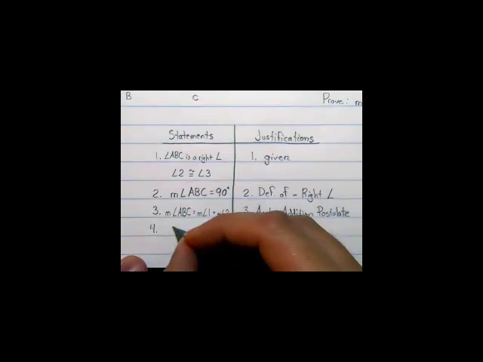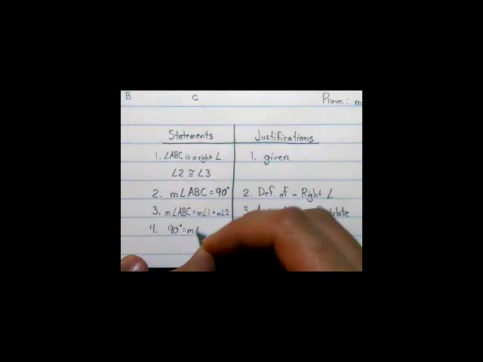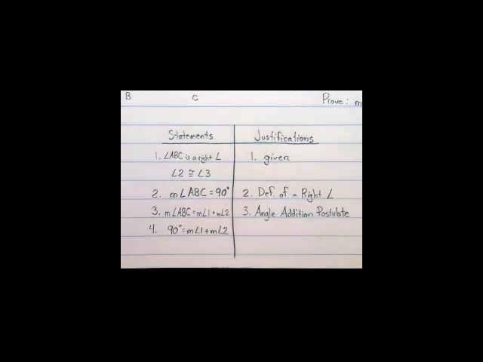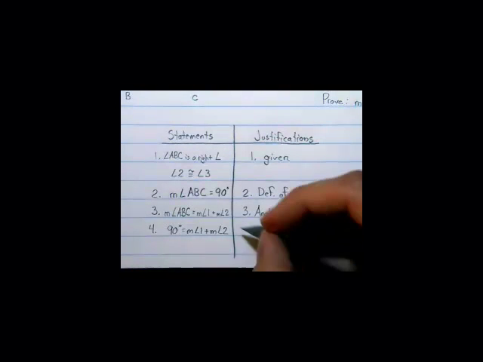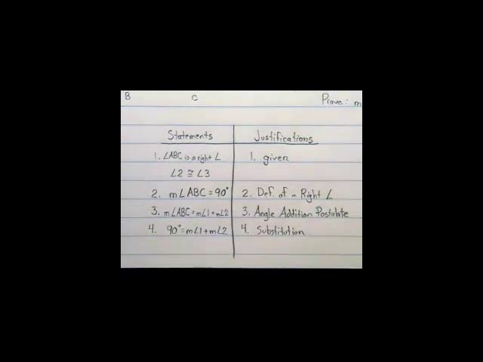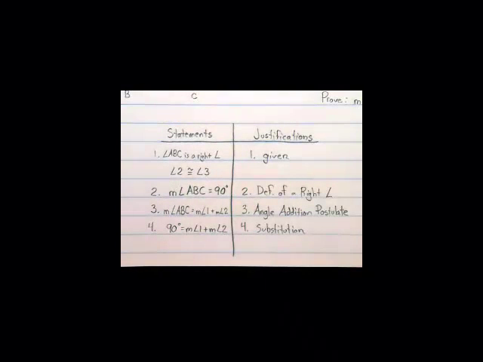Okay. What did I just do there? Yeah? I turned measure of angle ABC into 90 degrees. So what did I actually do? Substitution. Right, that's a substitution. Technically, if you had said transitive property, I'd accept that too. Because you kind of sort of did that too, didn't you? You took two things that were equal to the same thing and made them equal to each other. That's the transitive property. So you could have said that too.